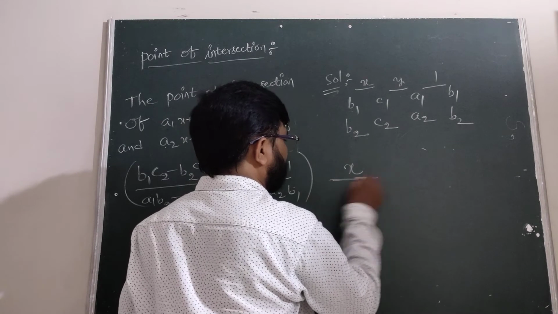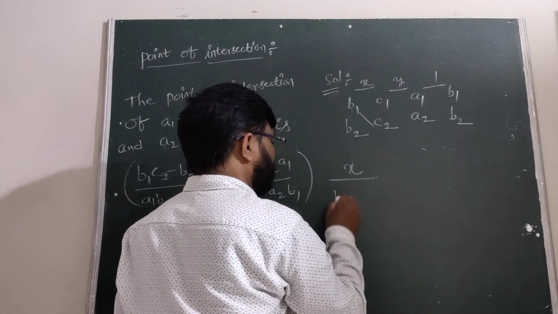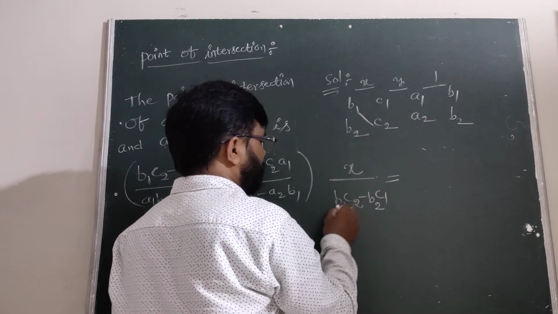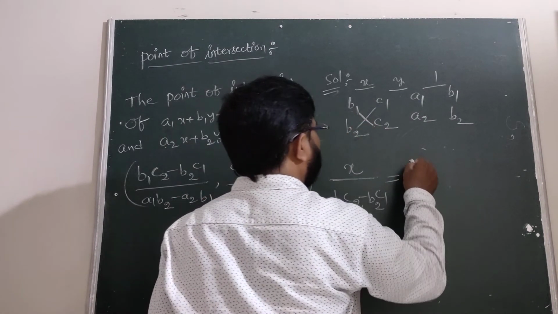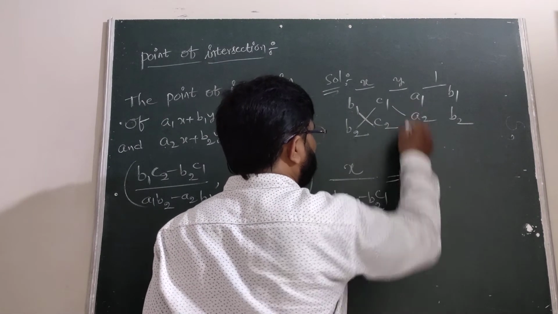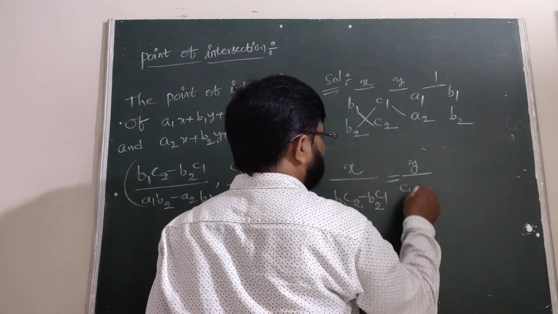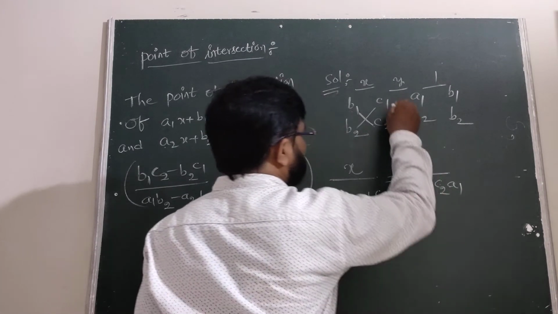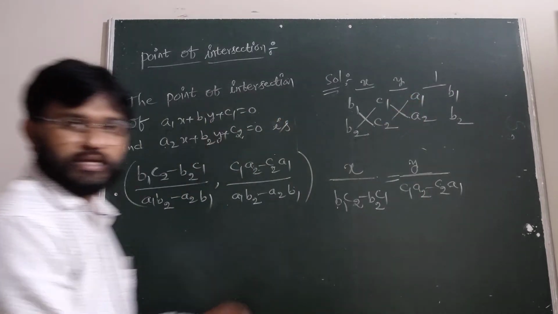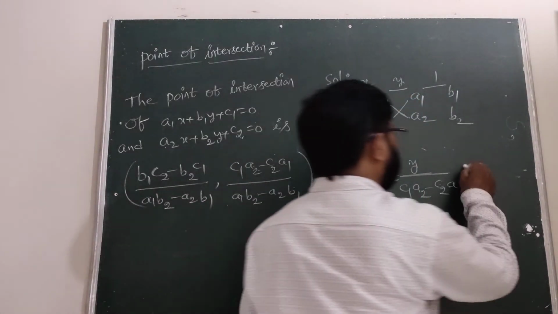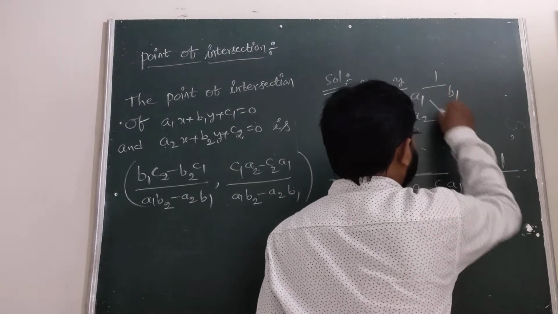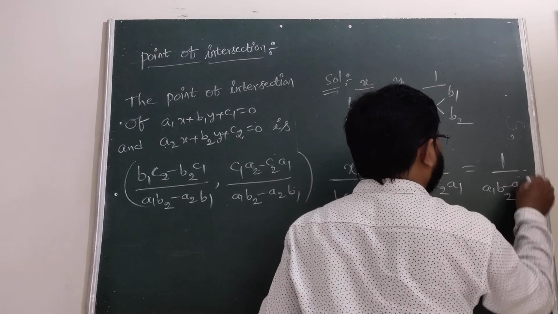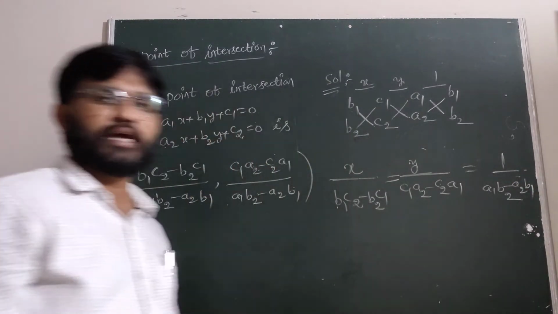In the cross multiplication method, x over b1 c2 minus b2 c1. Now y over c1 a2 minus c2 a1. Then 1 over a1 b2 minus a2 b1. Is it clear? These are the x and y.